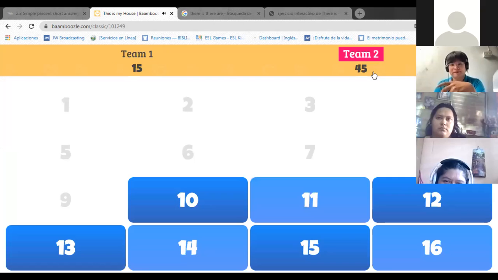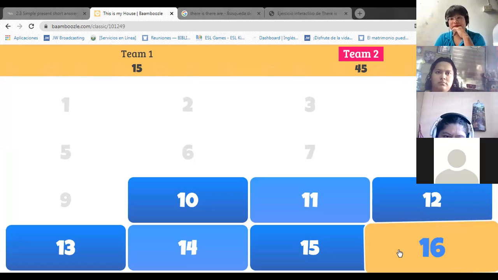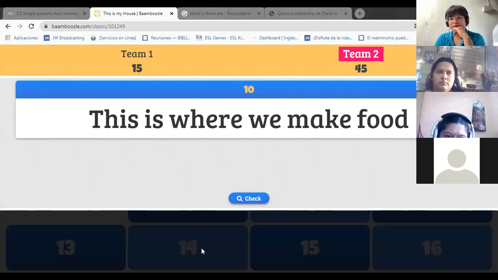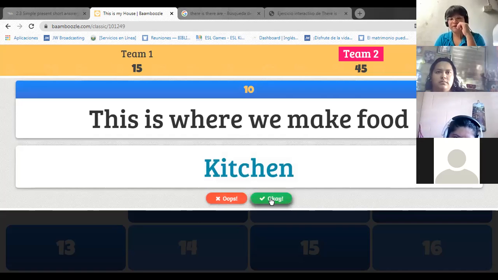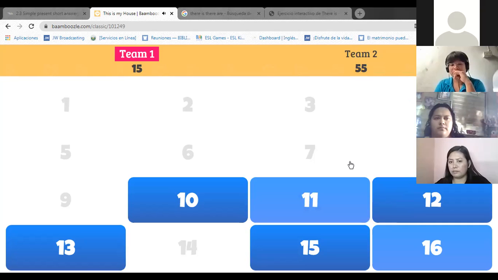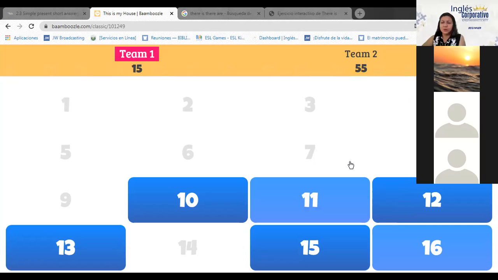Okay. A ver, ¿quién me falta? Briseida Martínez. Number 14. Read, please. Okay, this is where we make food. Kitchen. Yes, it's the kitchen. Okay. Volunteers. Yo creo que ya todos pasaron, ¿verdad? Si se me quedó alguien, dígame. If not, we need volunteers to finish.